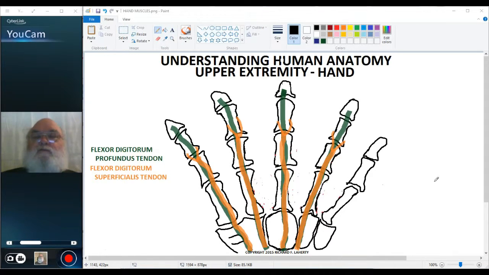This concludes our discussion of the long flexor tendons. In the next video, we'll talk about some of the muscles that originate and insert within the hand.